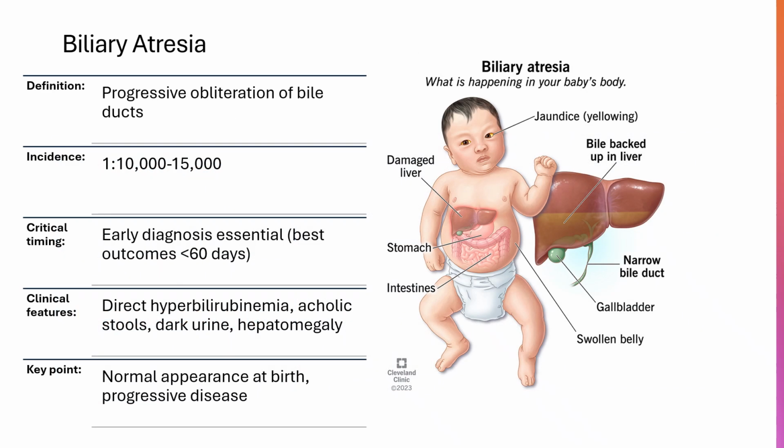Biliary atresia involves progressive inflammatory obliteration of bile ducts, affecting 1 in 10,000 to 15,000 newborns. The condition represents a dynamic process rather than a fixed congenital anomaly, explaining why early intervention dramatically improves outcomes. Clinical presentation typically involves a well-appearing infant with persistent jaundice beyond 2 weeks of age. Initial growth and feeding patterns remain normal. Acholic stools develop as bile flow diminishes and hepatomegaly becomes palpable as fibrosis progresses. The combination of direct hyperbilirubinemia, acholic stools, and hepatomegaly in an otherwise well infant strongly suggests biliary atresia.